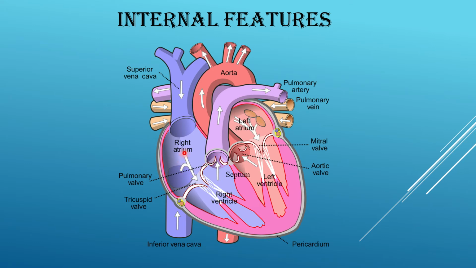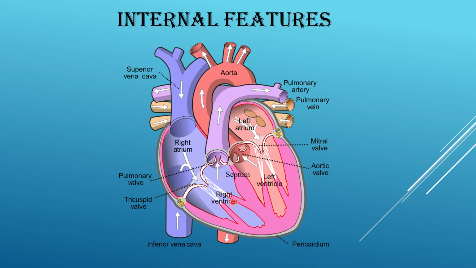This is the right, which is on the left side of your body because it is the mirror image, and this is the left atrium. Both these atriums receive blood. They are the receiving chambers. So the right atrium receives deoxygenated blood from all over the body, and the left atrium receives blood that is supplied from the lungs after oxygenation.